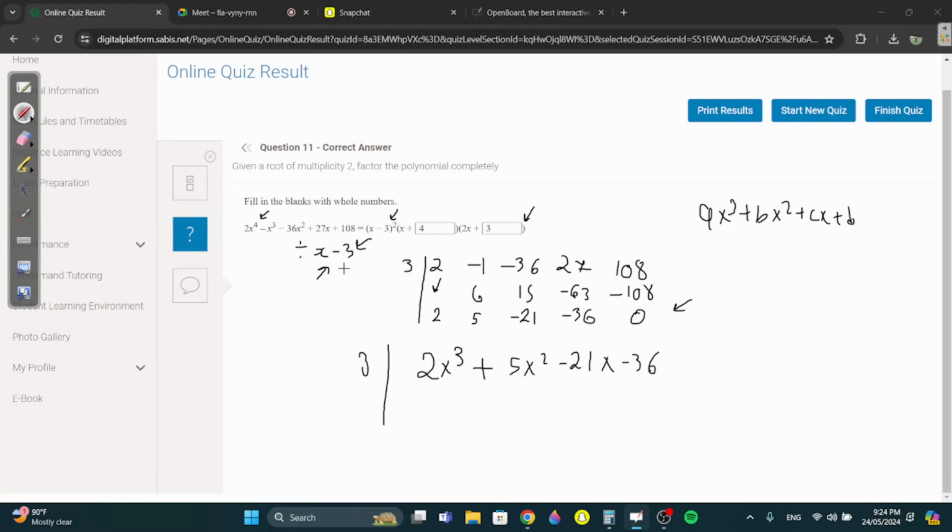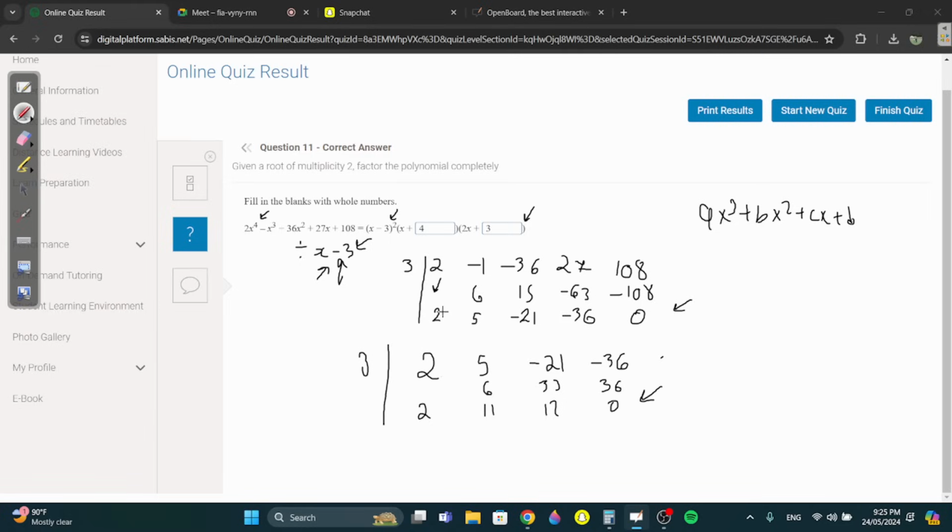And how do you divide by x minus 3? Just take the opposite. Arrange all the coefficients again: 2, 5, minus 21, minus 36. The 0 we don't write. Drag your 2 down. 2 times 3, 6. 5 plus 6, 11. 11 times 3, 33. Combine minus 21 and 33, you get 12. 12 times 3, 36. Combine, you get 0. Realize how you get 0 as your remainder another time? Because we have no remainder.